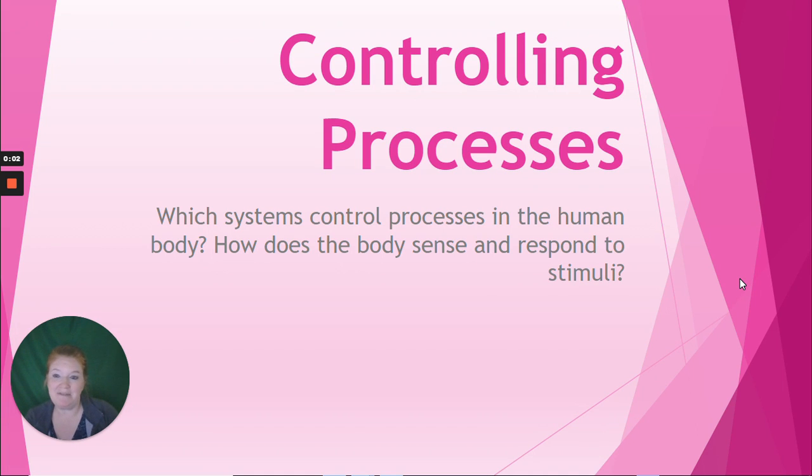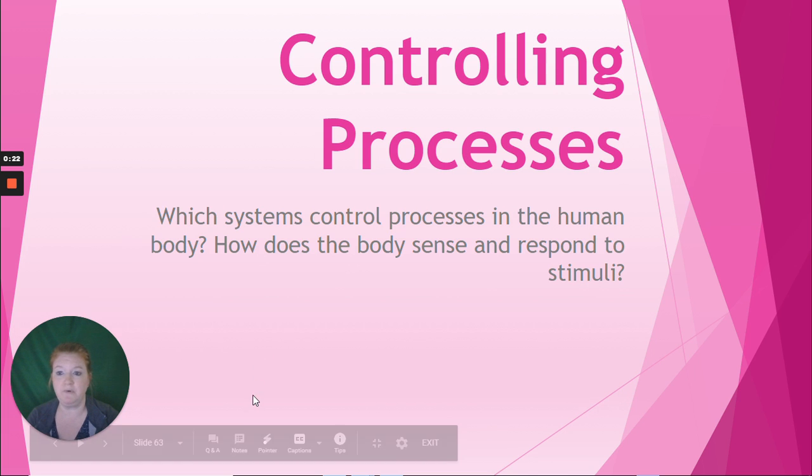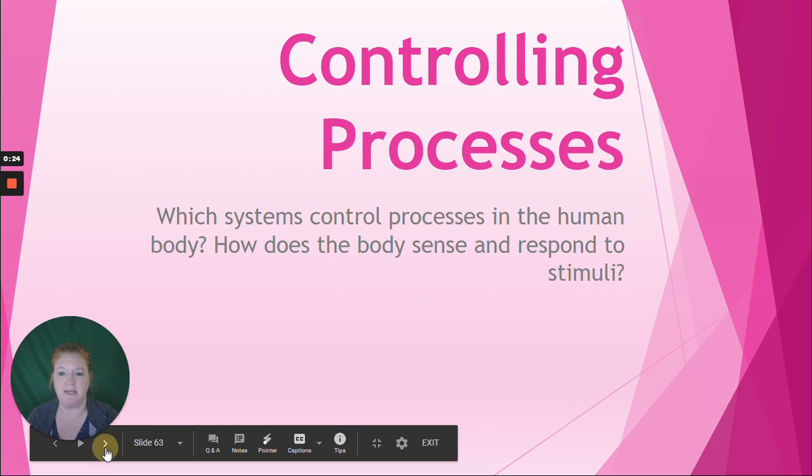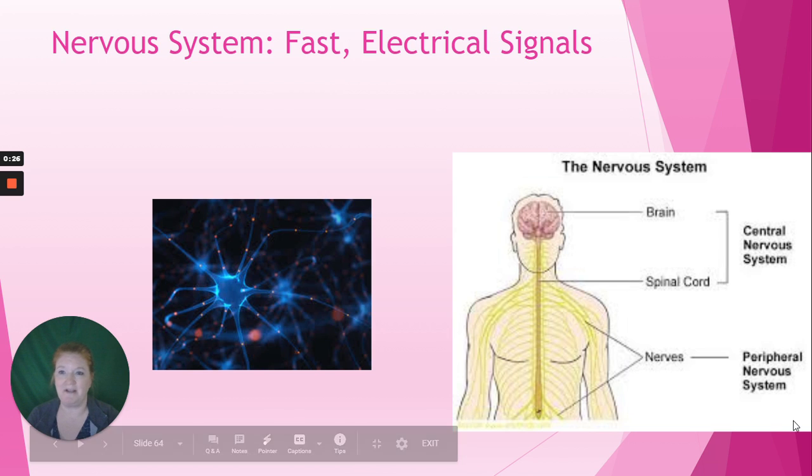Hello, it's time for another science lesson, and we are finishing up our human body section, and we are focusing on controlling processes today. So these are the systems that control the processes in the human body. How does your body sense and respond to stimuli? We've already talked about stimulus and response before, but now we're really going to get in detail. So it's time to get started.